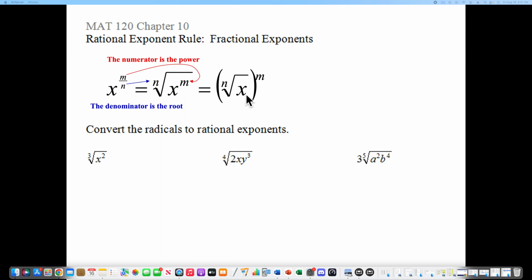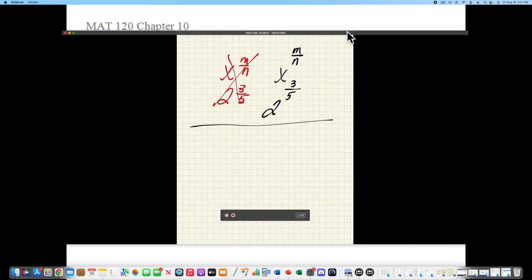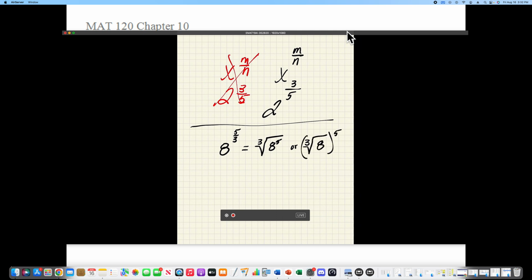Now, some people ask me, why can you have the power on the inside or the power on the outside? When is it useful between the two? Here's when you're worried about that. Let's say we had 8 to the 5/3 power. Okay, that could be the cube root of 8 to the 5th or the cube root of 8 all to the power of 5. So I'm going to ask you, what's easier to do first?